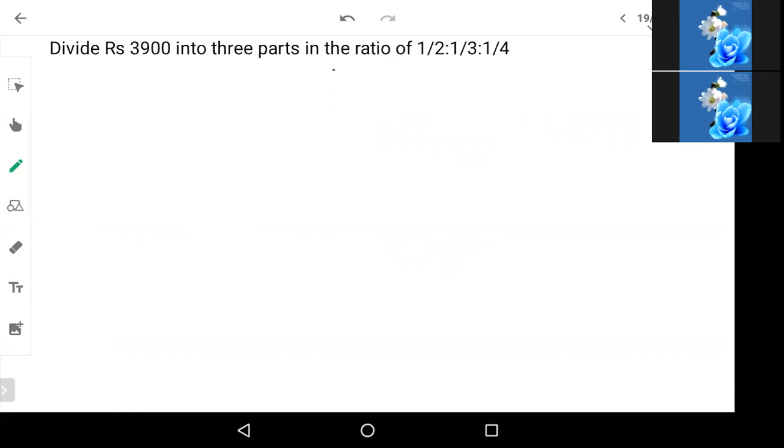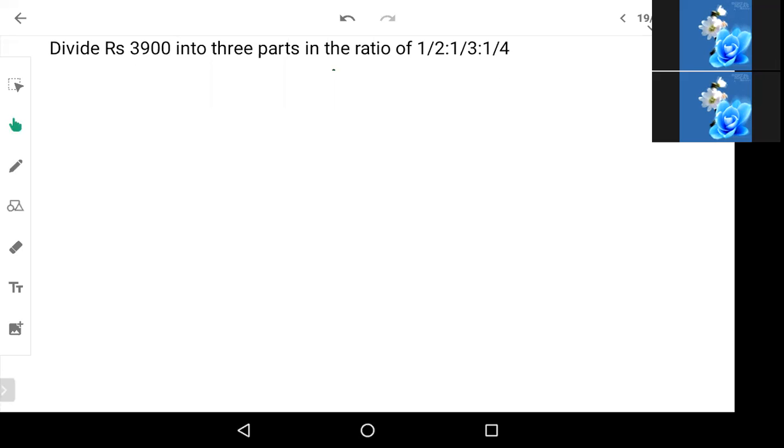Okay. Now moving on to the next problem. You will have some small problems only in the ratios. Now divide 3,900 into 3 parts in the ratio of 1 by 2, 1 by 3 and 1 by 4. So these are the 3 ratios that are given to us, and we are supposed to divide 3,900 rupees in the 3 ratios.